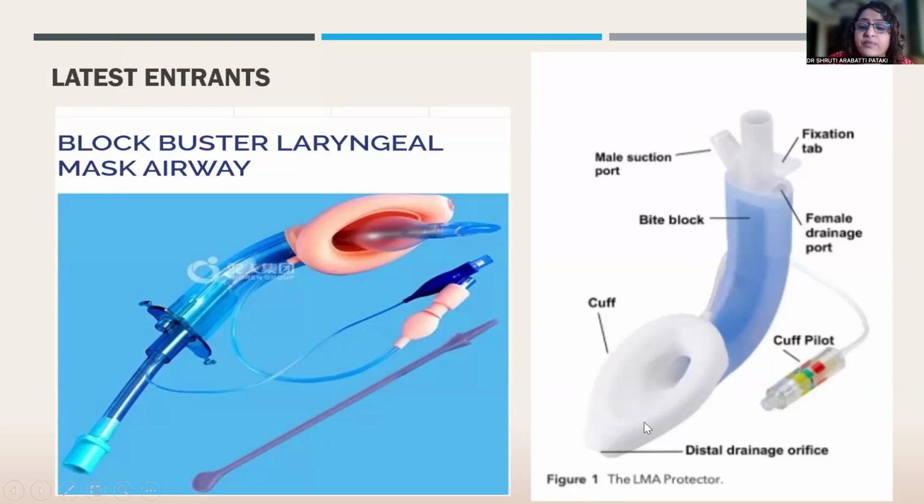We also have the LMA Protector, which is another intubating LMA that we have in industry right now. You can see the make and model is really comfortable. The post-op complications like sore throat and all of those things are also less with this.